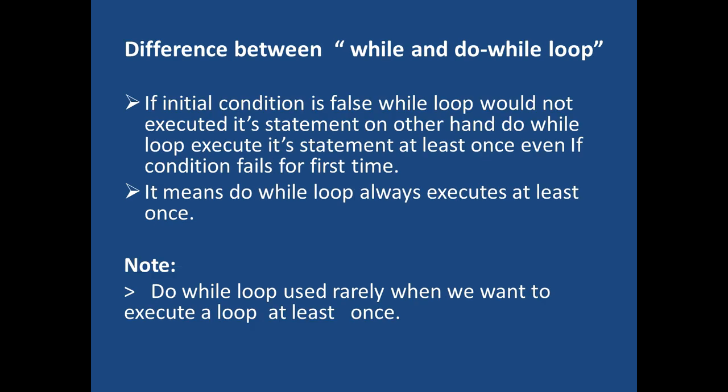If initial condition is false, while loop would not execute its statement. On the other hand, do while loop execute its statement at least once even if the condition fails for first time. ये वही बात रिपीट कर रहे हैं कि अगर पहली दफ़ा भी स्टेटमेंट्स जो है वो आपकी कंडीशन जो है वो फॉल्स हो जाती है तो डू वाइल लूप में एक दफ़ा ज़रूर स्टेटमेंट्स एग्जीक्यूट होंगी चाहे पहली दफ़ा ही कंडीशन फॉल्स क्यों नहीं है.